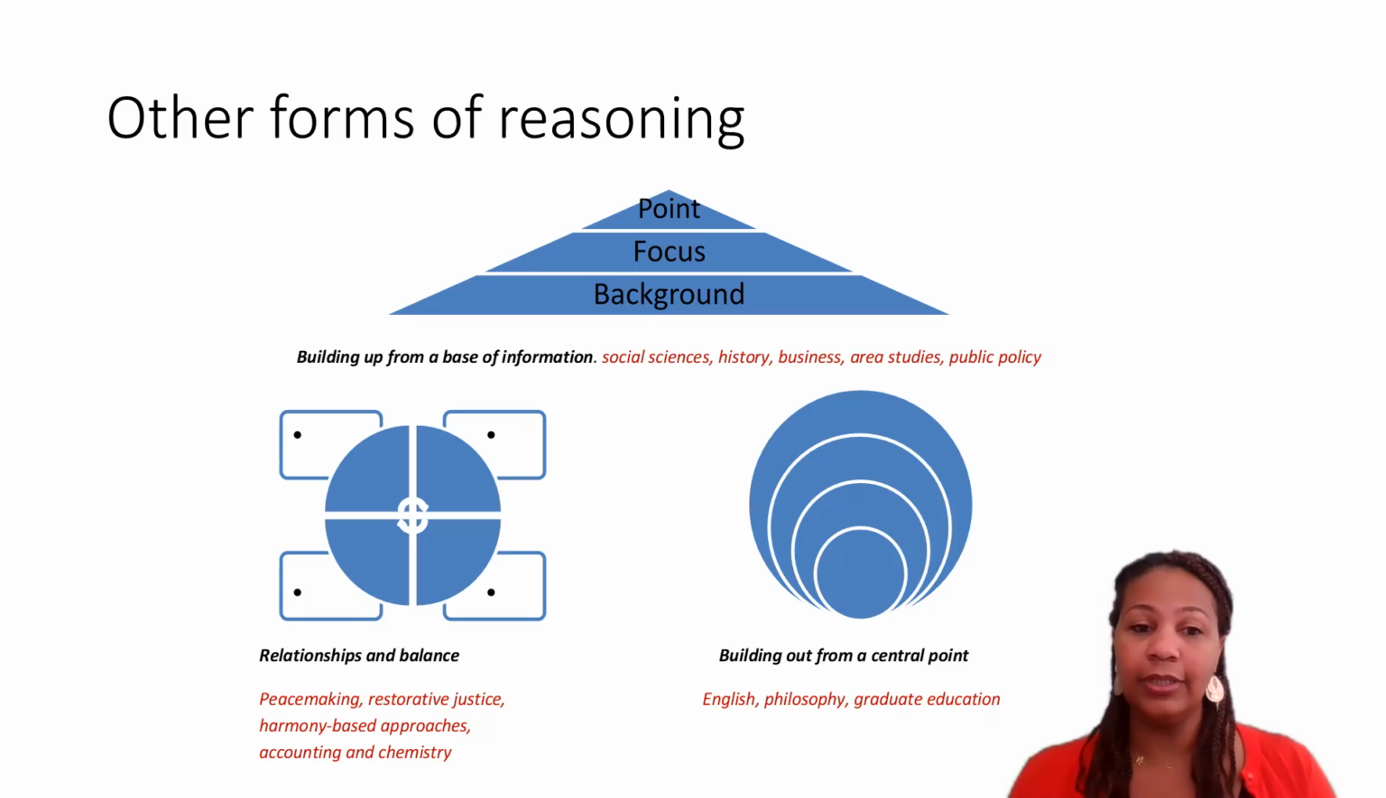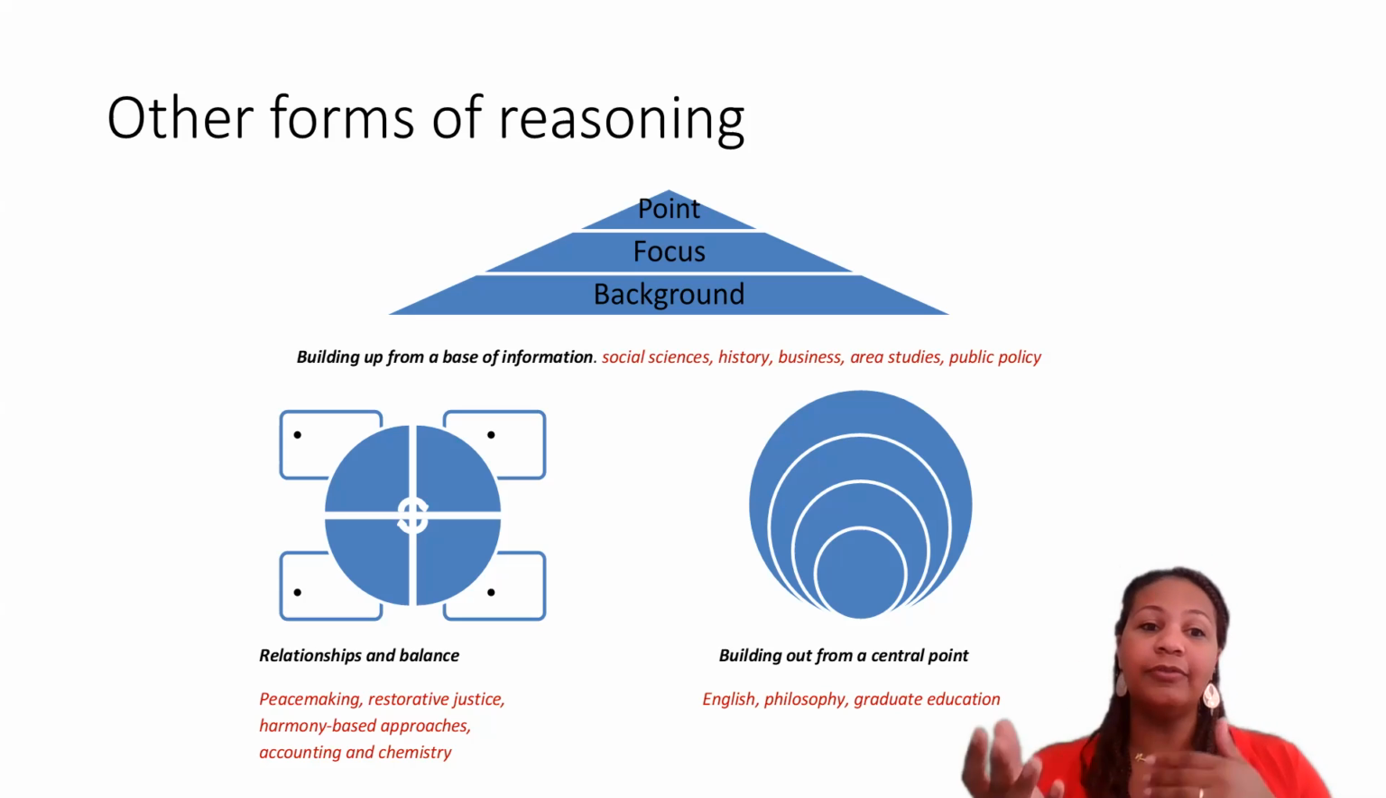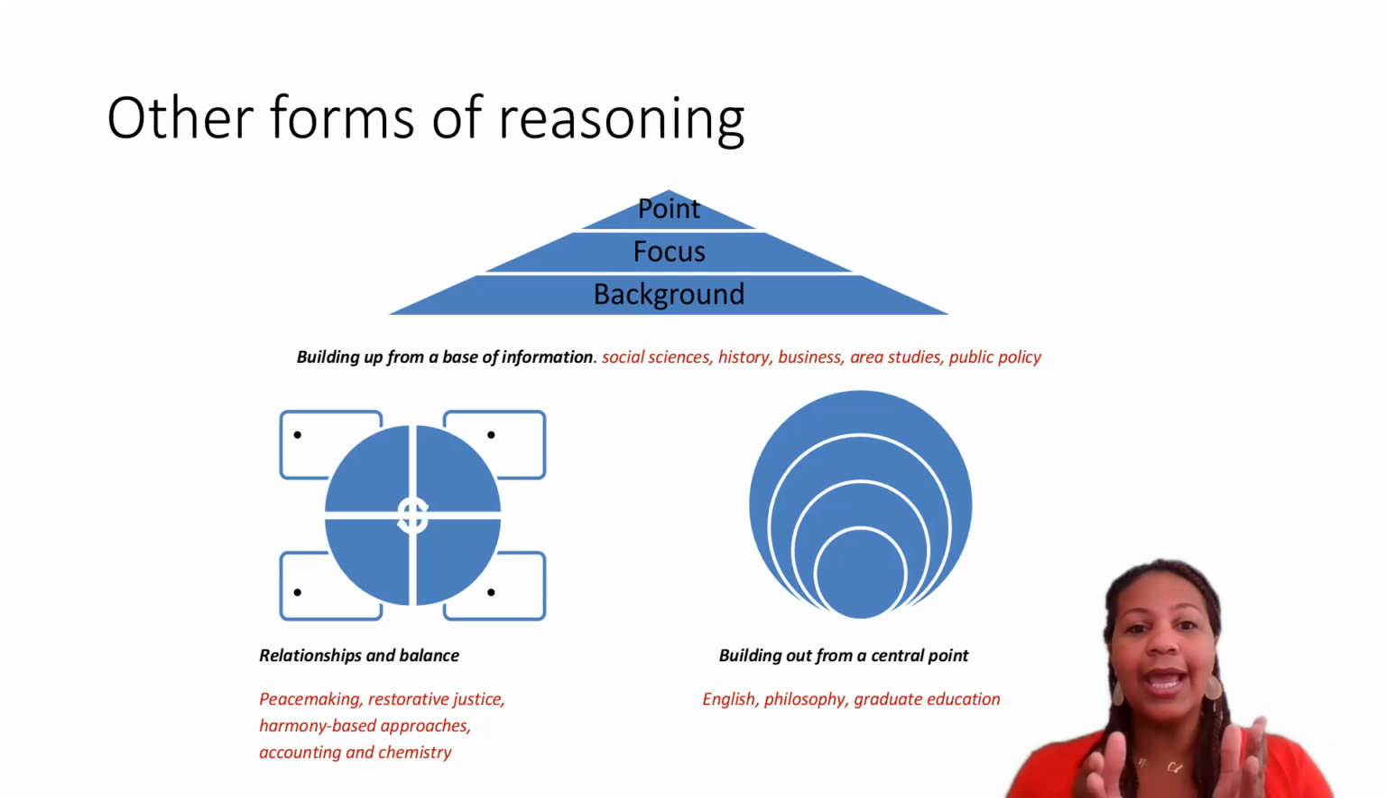Now, the bottom left will show you relationship and balance. Once again, another type of reasoning. You'll discover this in peacemaking or restorative justice, in harmony-based approaches, and even in equation-based types of reasoning or fields of study like accounting and chemistry, that for every action there's an equal and opposite reaction, right? That there's this real connection and need for balance in the material and the type of reasoning.